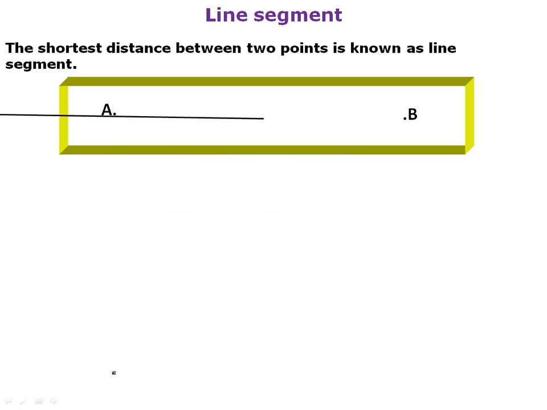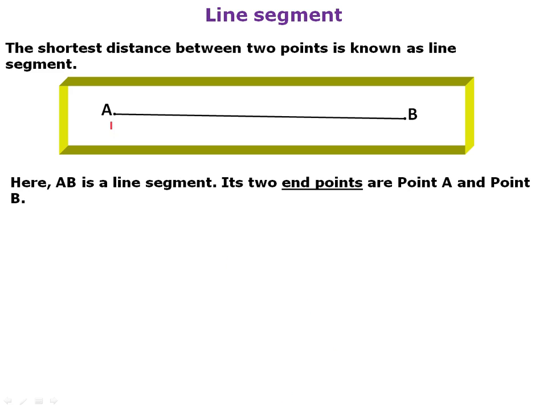You see, this is the line segment AB, because this is the shortest distance between A and B. It must be straight. It will not be a curved path. It will be a straight path. Here, AB is the line segment, and its 2 endpoints are point A and point B. For a line segment, we have to give an upper bar here. You see, this is the upper bar we have given. Whenever you write a line segment, we will always give an upper bar without any arrow sign.